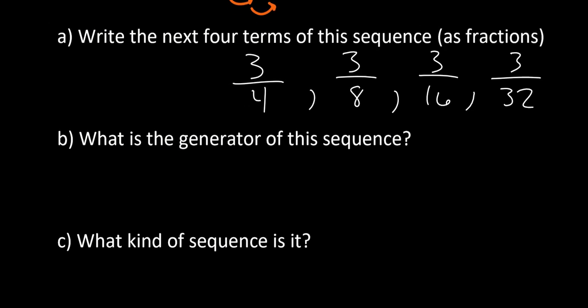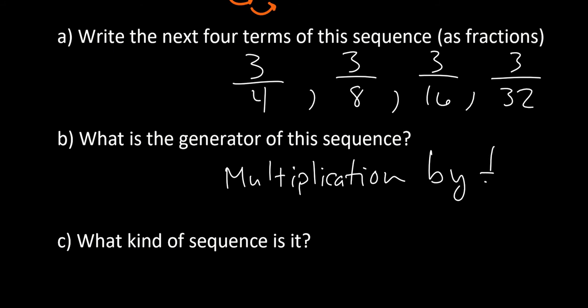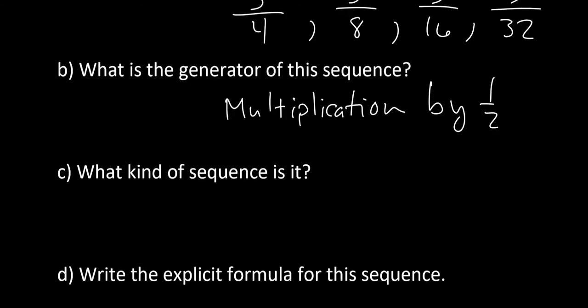What is the sequence generator? What is the generator of the sequence? Well, the operation is multiplication, multiplication by 1/2. What kind of sequence is it? Well, because its generator involves multiplication by a constant, this kind of sequence is called a geometric sequence.